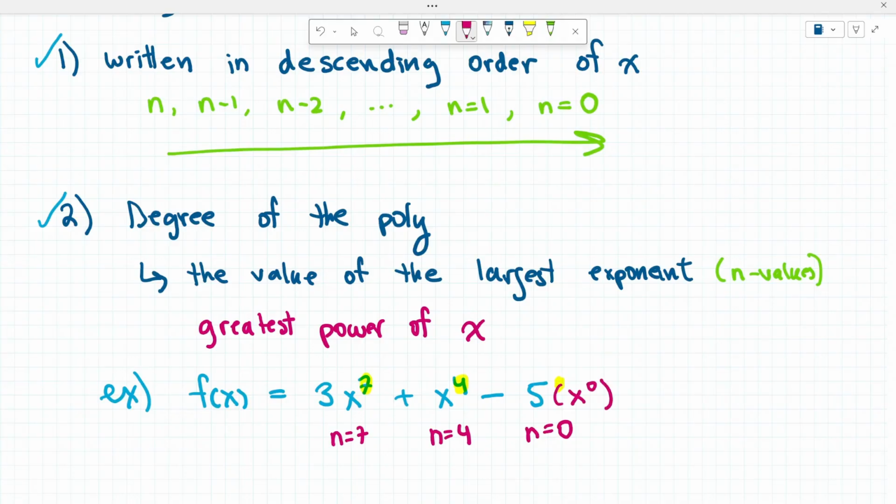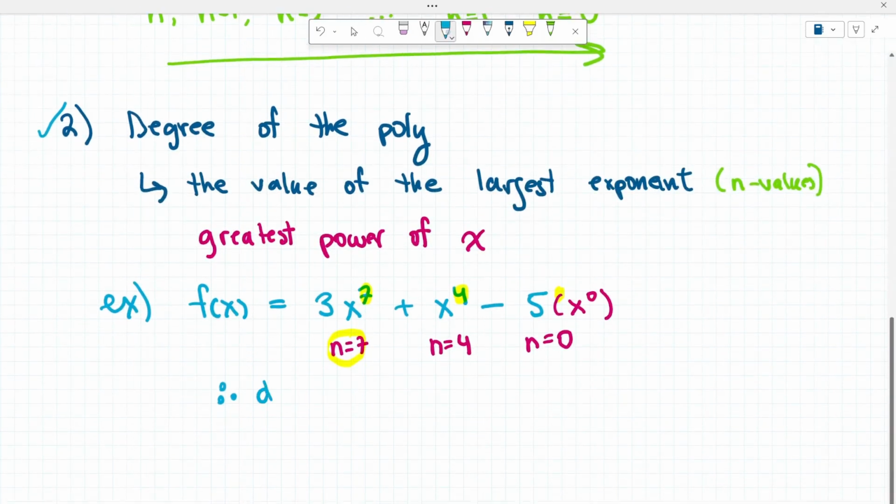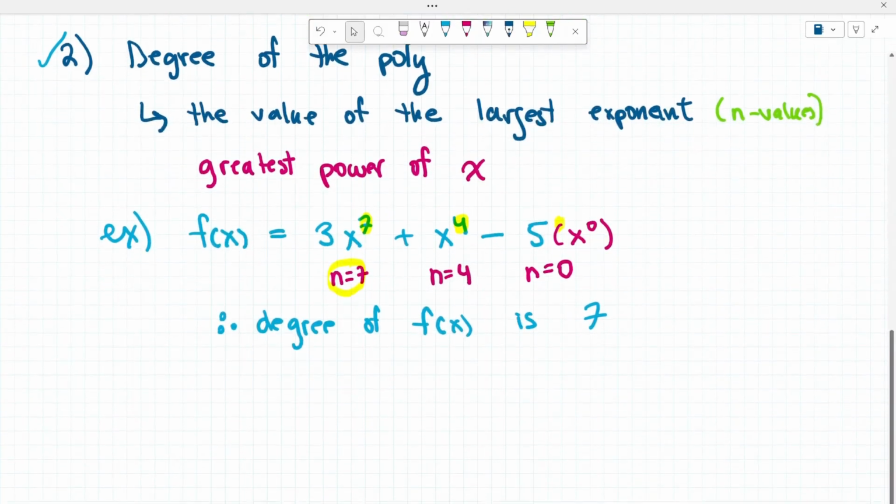Okay, so we look for our biggest one. We can see right away that 7 is going to be our greatest power of x. So therefore, we would say the degree of f of x is 7. Okay, so that is 2 main features, and then I'm going to show you one more feature here.